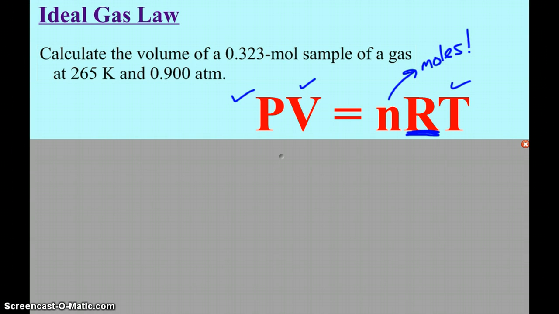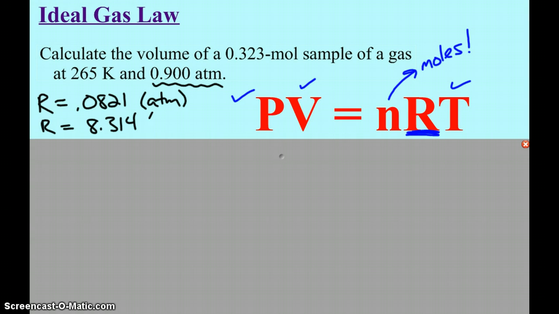And so hopefully you filled out that little chart, because the constant will fluctuate depending on the pressure units. So here our sample question says 0.9 atmospheres. So R is going to equal 0.0821 when our pressure is in atmospheres. If our pressure was in kilopascals, R equals 8.314. Those are the 2 that I mainly use. There's also an R for millimeters of mercury, and that's 62.4, but I typically don't use that as much.